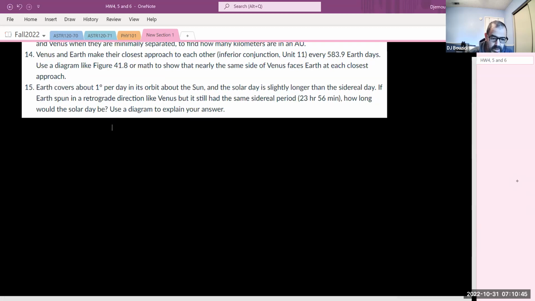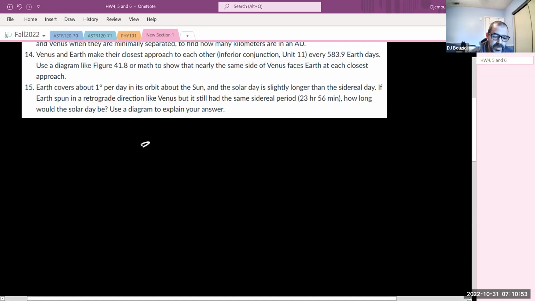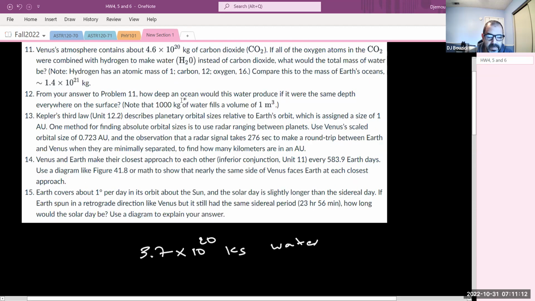So at the end, this is how much water we really ended up with from Venus: 3.7 from the previous problem, times 10 to the power 20 kilograms. So that's how much water you could end up with on Venus if you take all of the carbon dioxide and convert it into water by having enough hydrogen to combine with it. Now, what is the depth of the ocean?